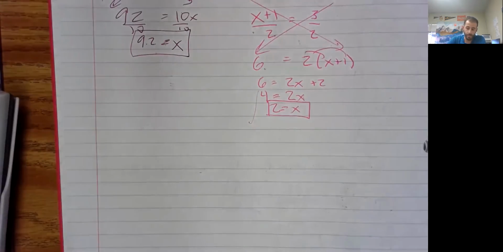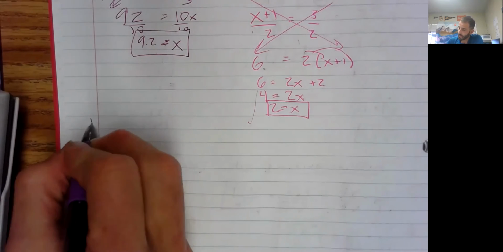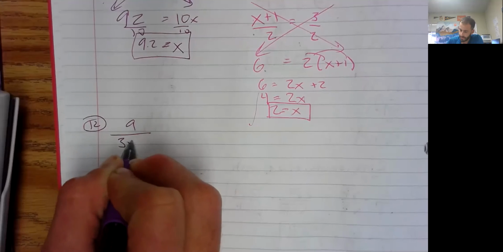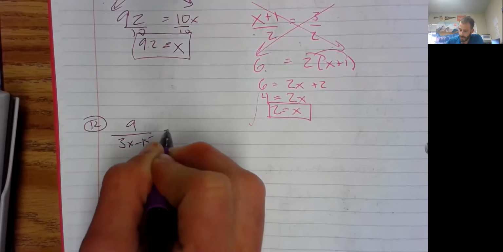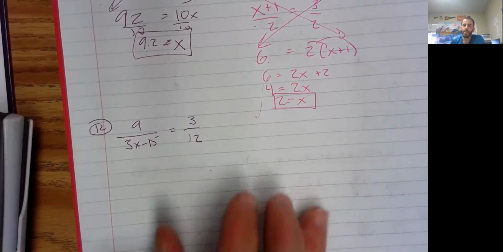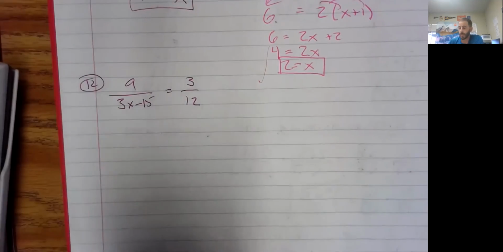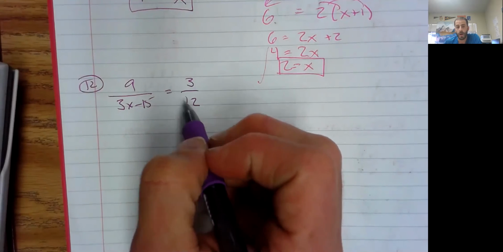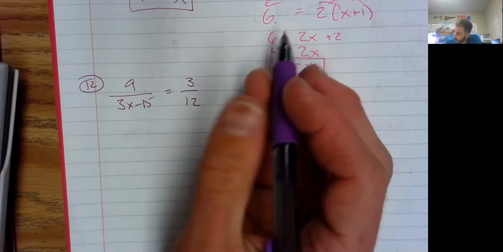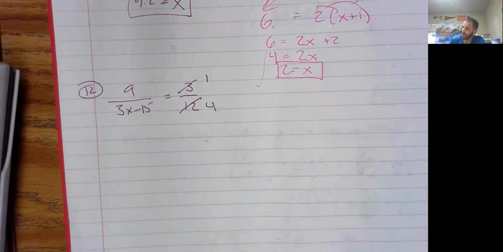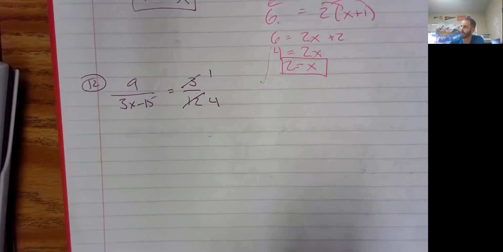So let's go ahead to number 12, just to make sure we have the right idea. Oh no, you're thinking, it's in the denominator. Nah, not that big of a deal. All right, 9 over 3x minus 15 is equal to 3 over 12. Many ways of looking at it, but oh, guess what I see? A fraction that wants to be simplified. Isn't it nicer to have smaller numbers?